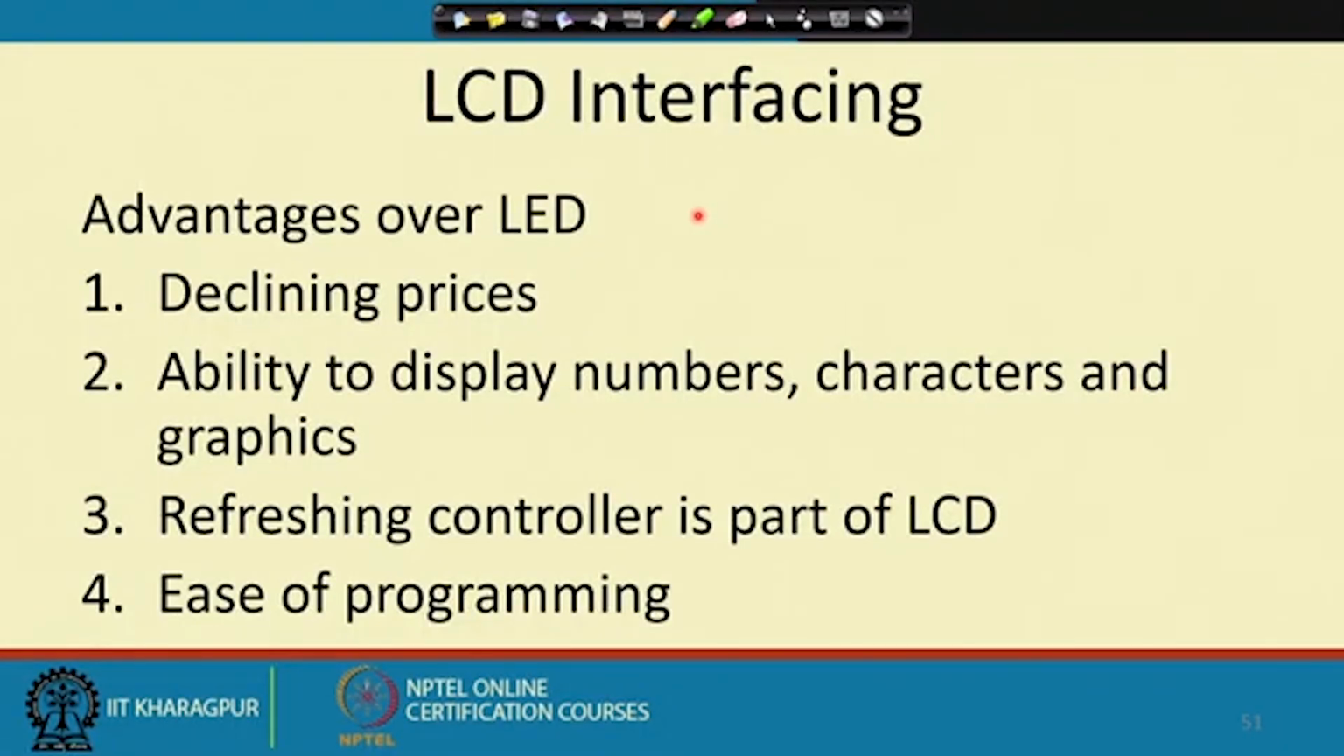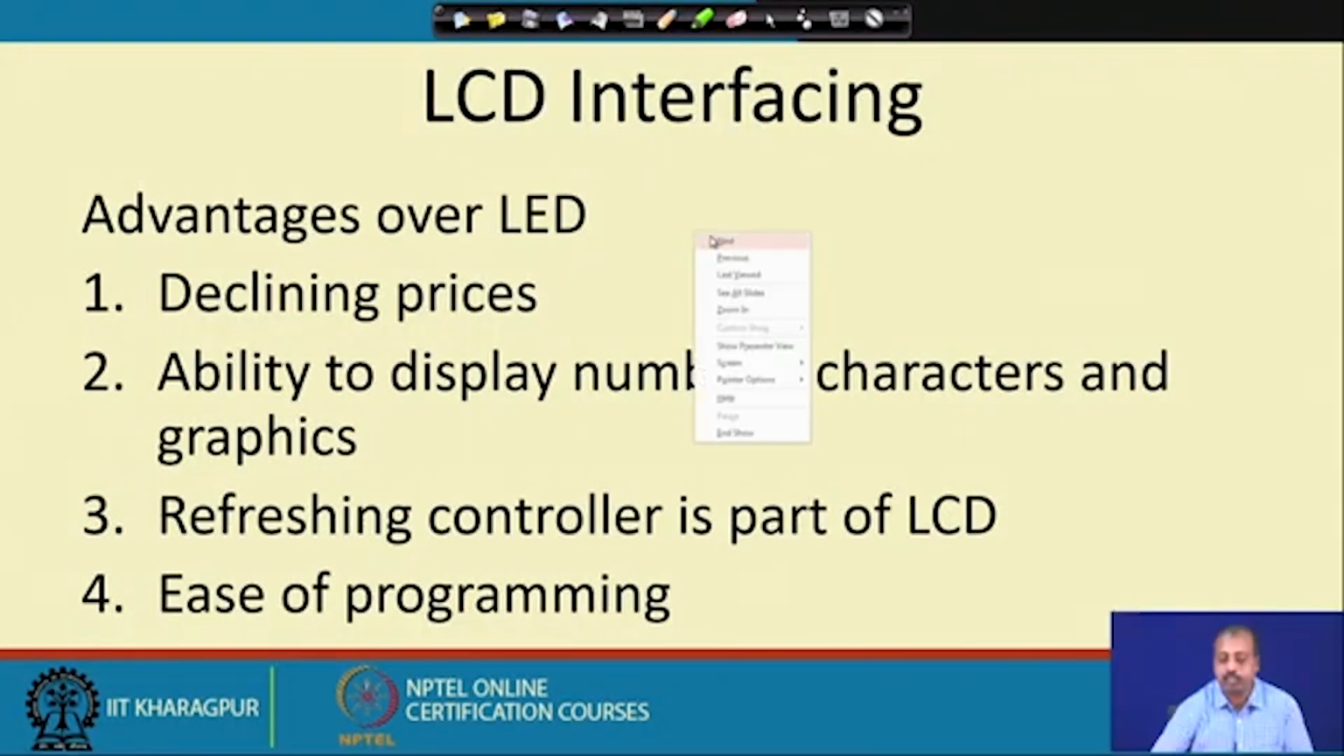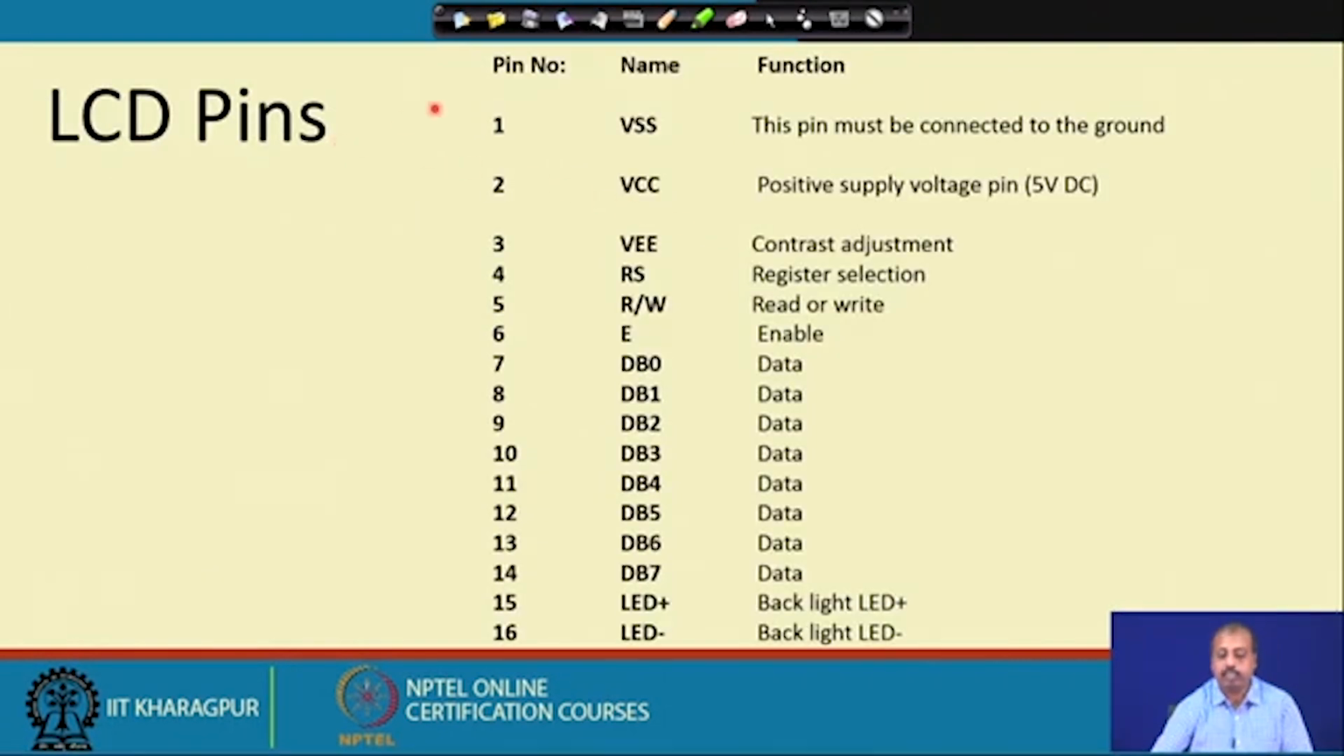As far as connecting an LCD is concerned, there is a pin structure for the LCDs, and these pin structures are more or less standard, the commonly available pins on an LCD panel. Pin numbers 1 to 16: pin number 1 is VSS, which is connected to the ground line. Pin 2 is VCC, the positive supply voltage, which is 5 volt.